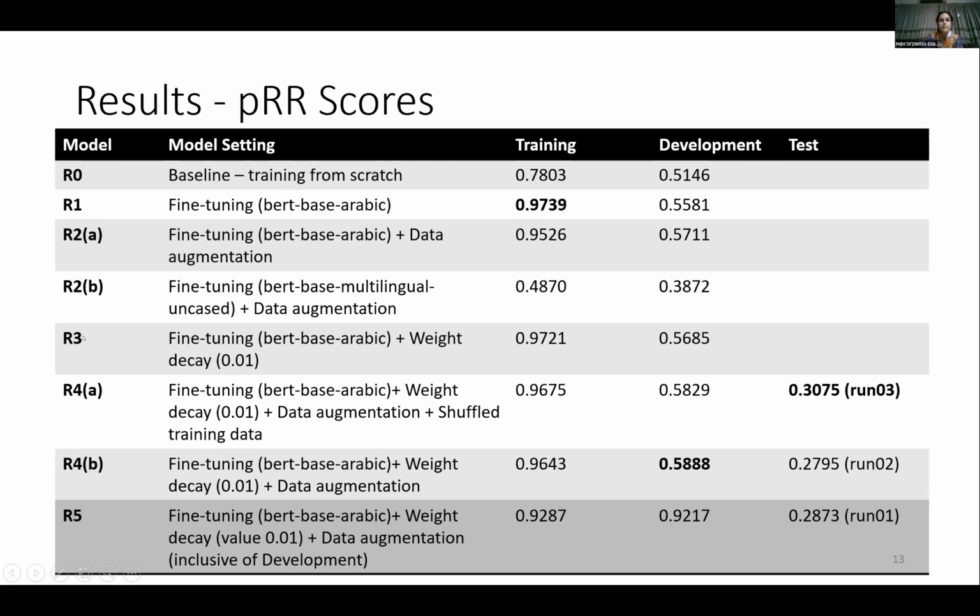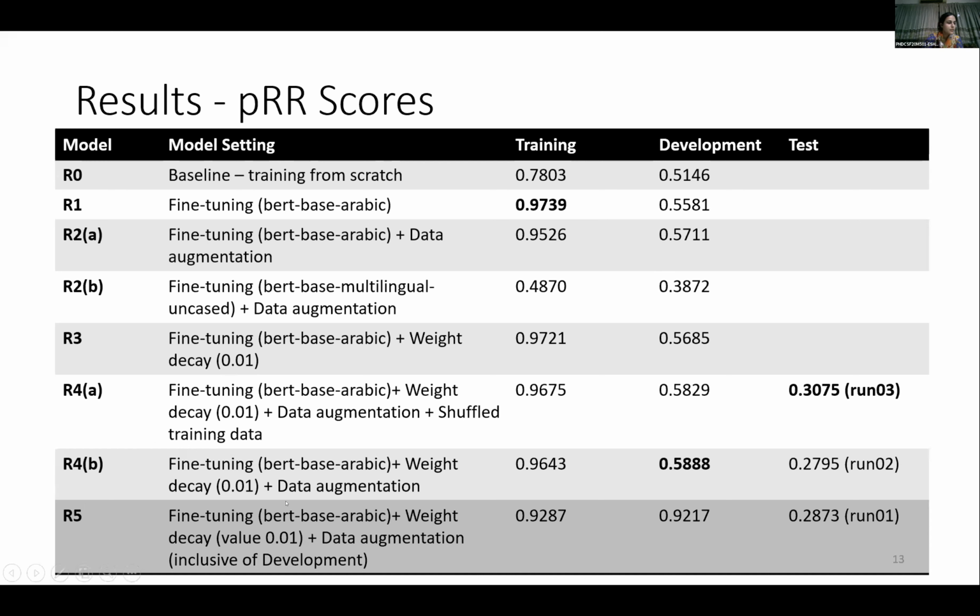Here the run 2 A and B are showing use of data augmentation. And we can see that the results were quite improved in R2A with 0.95 value on the training set and some improvement on the development set. Later, using both the data augmentation and the weight decay, our score was 0.96 on the training data, while it was 0.30 on the test data, which was also our best score amongst all the runs.